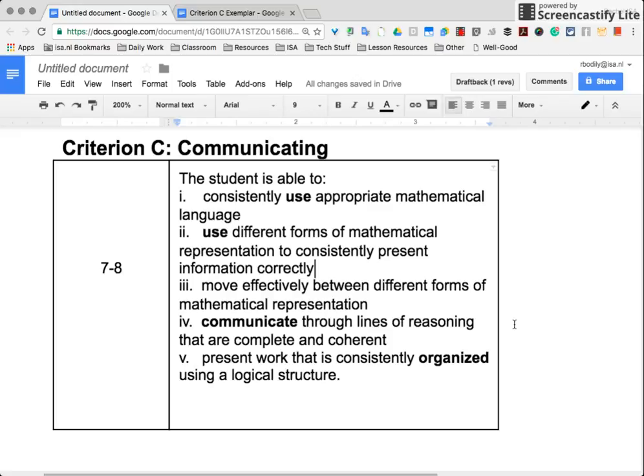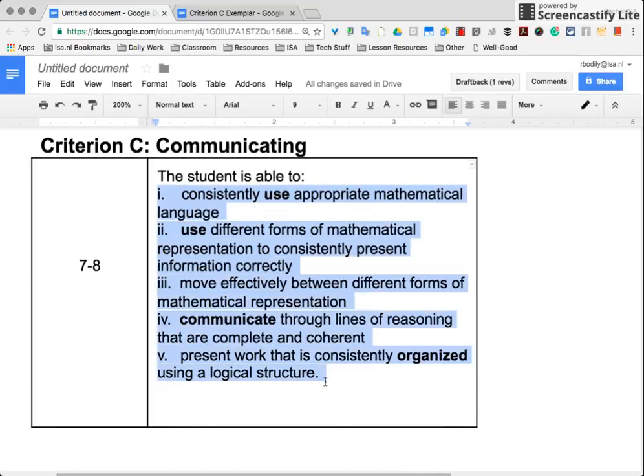So we're going to talk about how to use the different criterion to make sure that you can score 7 or 8 on communicating, criterion C in mathematics. So the first one, there are 5 things that you need to be able to do properly and to do them really well. Okay, so the first one is to consistently use appropriate mathematical language.